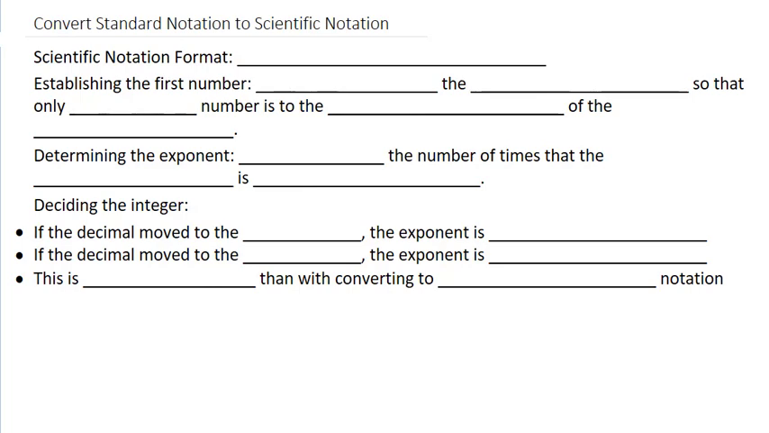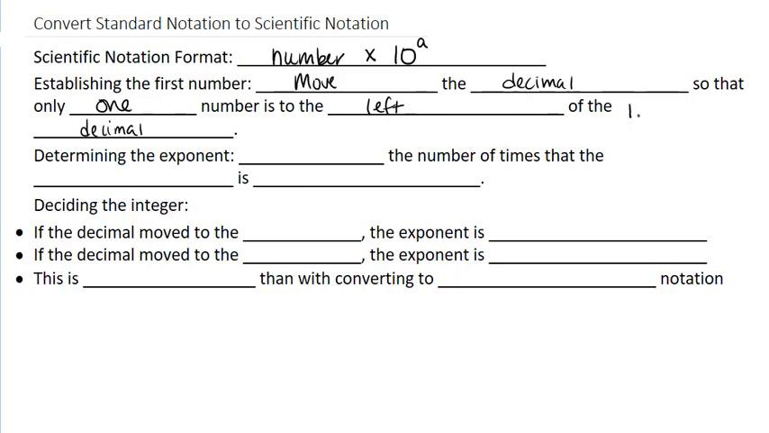Convert standard notation to scientific notation. So the scientific notation format is a number times 10 raised to an exponent. So we'll leave as a variable a. And then when establishing the first number, we will move the decimal so that only one number is to the left of the decimal.